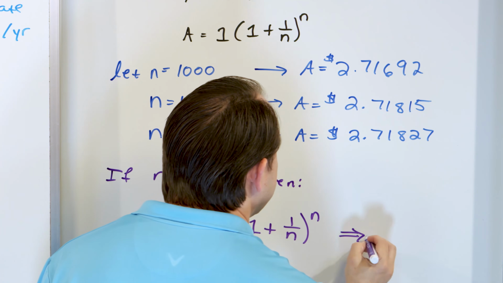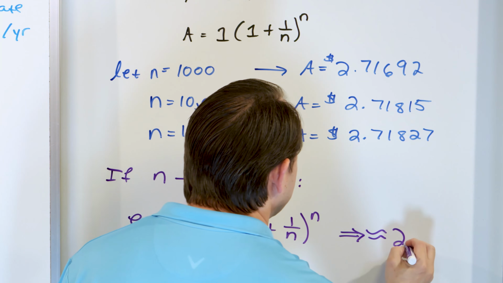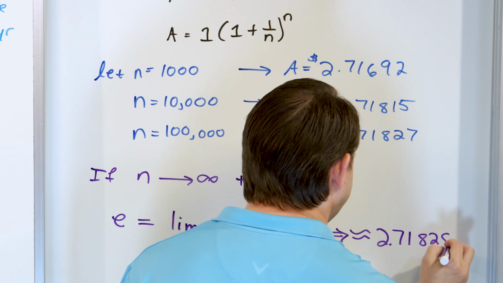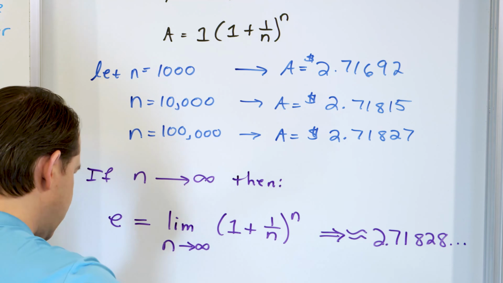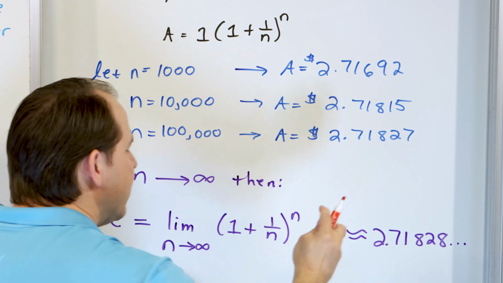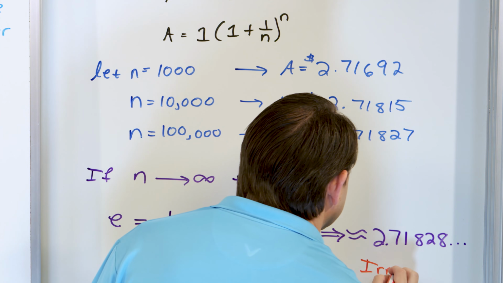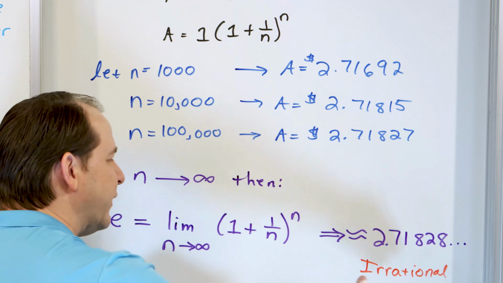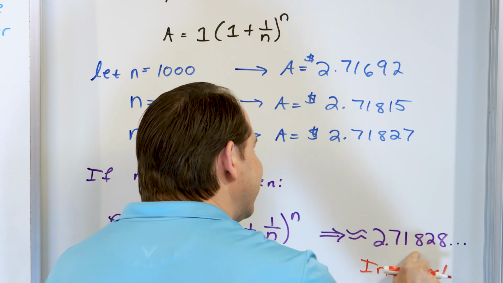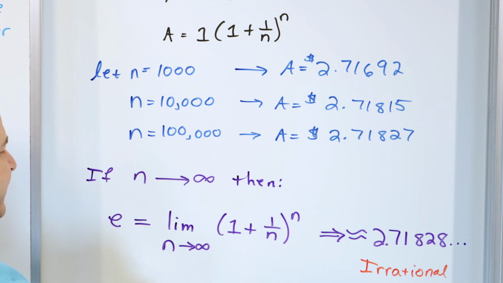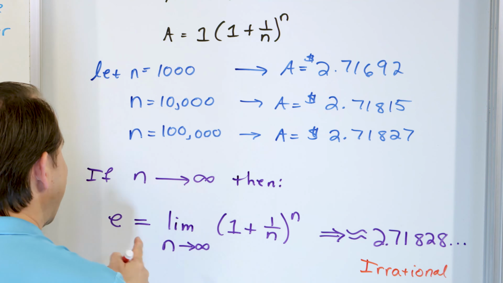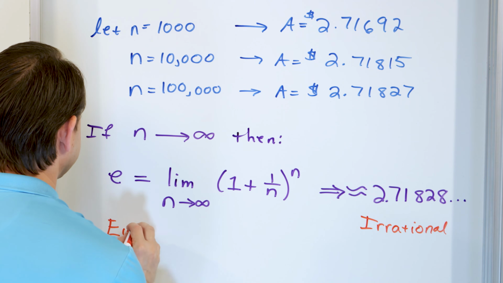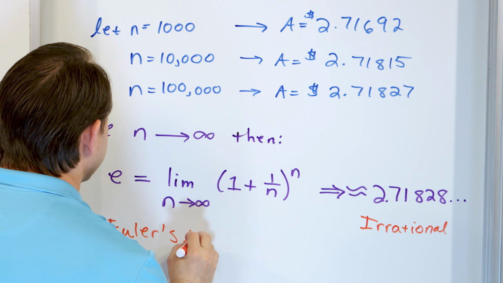And this is approximately equal to 2.71828 dot dot dot. And I'm going to go ahead and put in big letters that this is irrational. In other words, these decimals do not repeat. There's not a repeating pattern. I cannot write this number as a fraction. That's what that means. And because the mathematician Euler figured this out, this is called Euler's number.